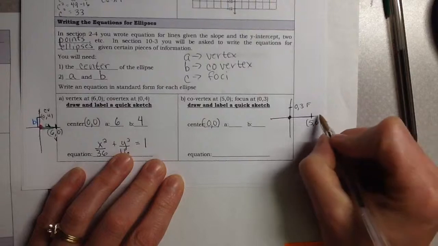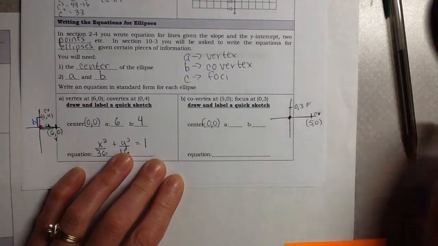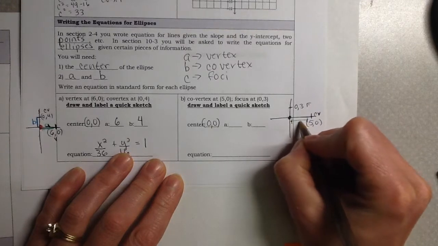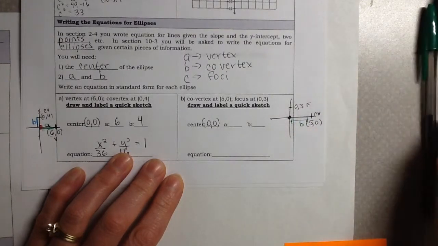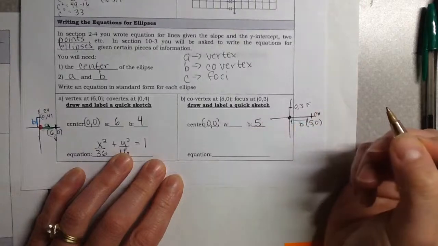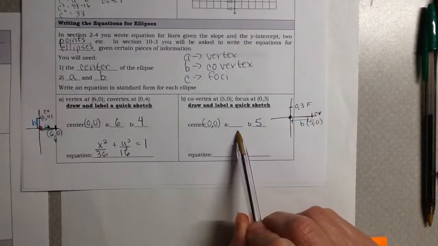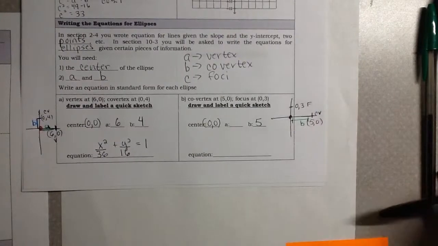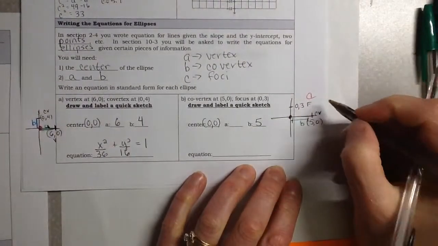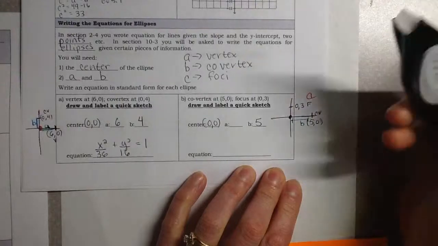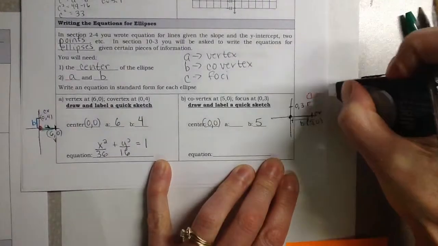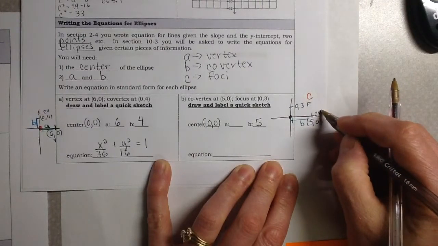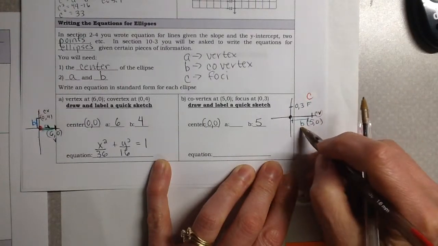Okay, and then this is your covertex. So covertex, again, is represented by B. So this length is B. So B is going to equal 5. Okay, now we don't have A, but what we do have is the focus and the covertex. So the focus is C. This is C, and the covertex is B.